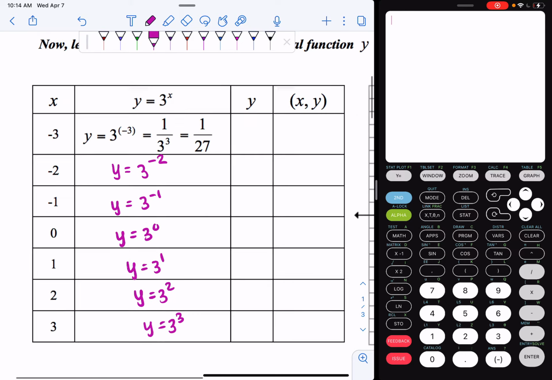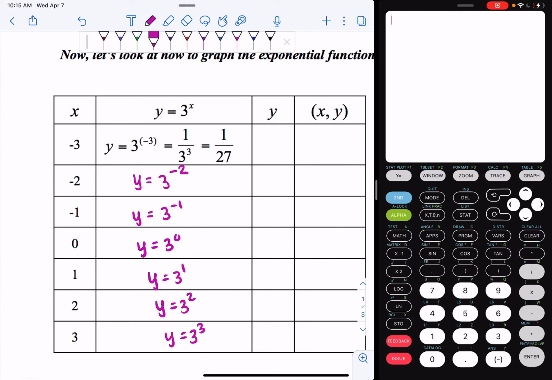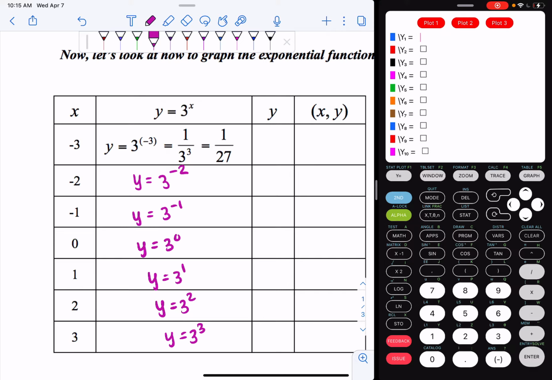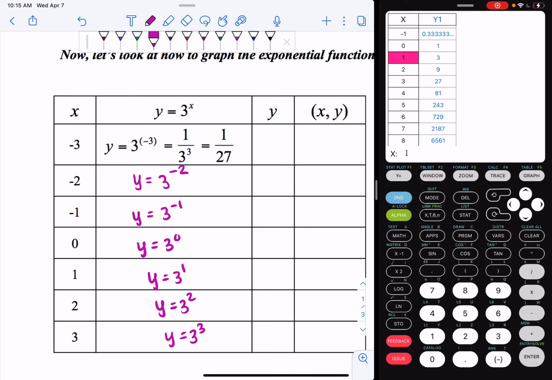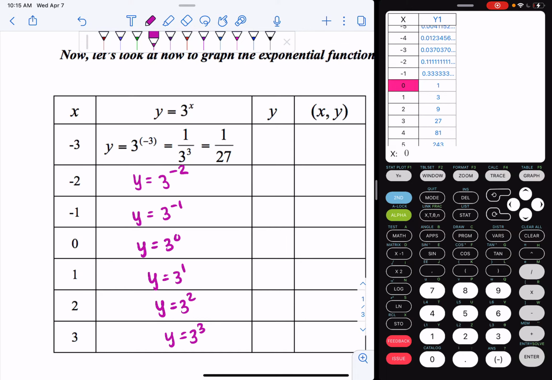So what we're actually going to do is we're going to go to our Calculate 84 app. We're going to go to y equals. I'm going to hit clear. And what we're going to do is we're actually going to type in 3, and then we're going to raise it to the x power. Now what I'm going to do is I'm going to hit second, graph, and if you look, I get these.